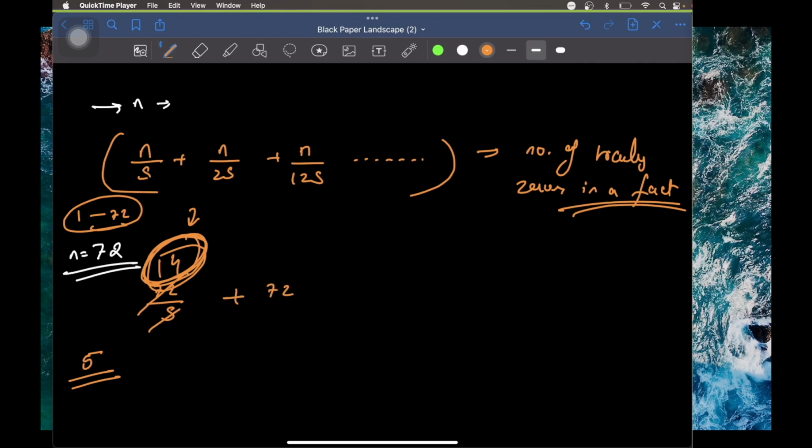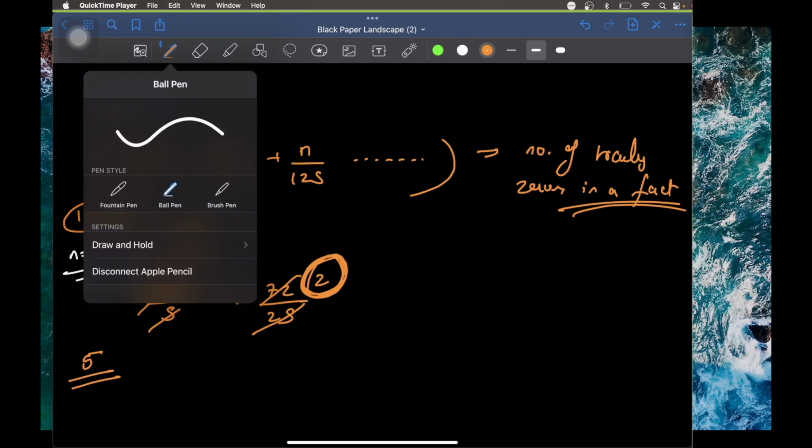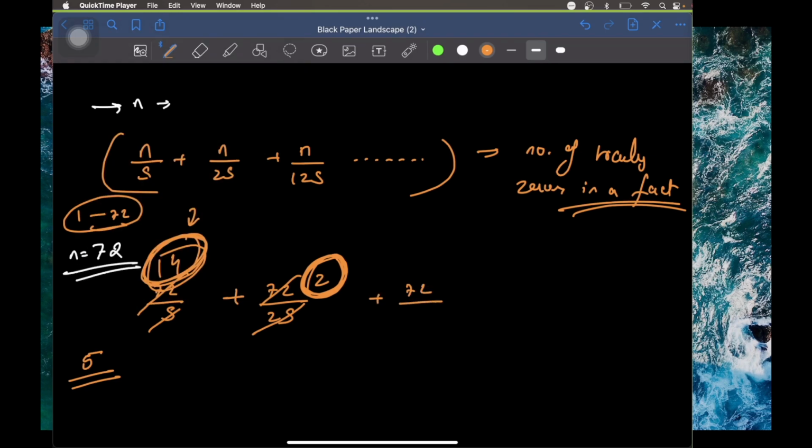So I do 72 by 25. 72 by 25 is going to be 2. So there will be two numbers which will give you one more factor of 5 along with the first. They have already been counted in the first factor of 5, but now they will give you one more factor of 5. So 14 plus 2 is 16, and then you do 72 by 125.